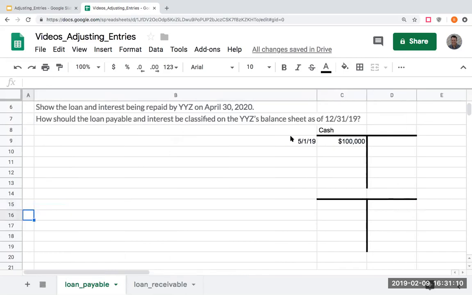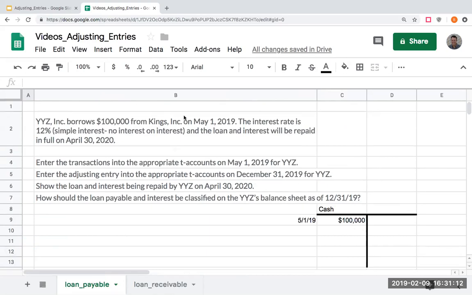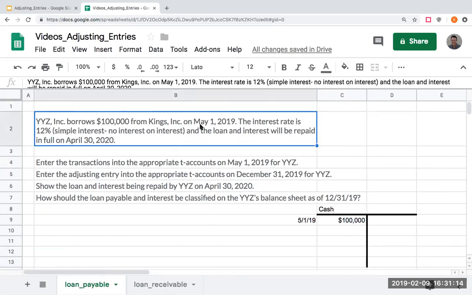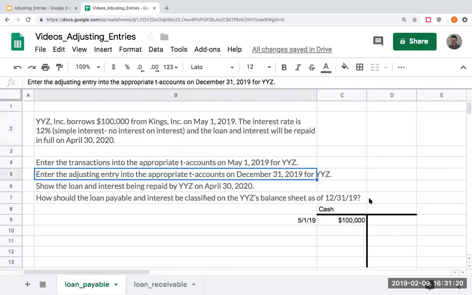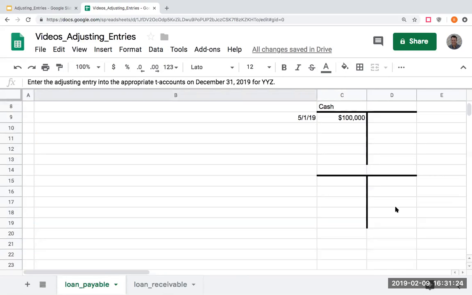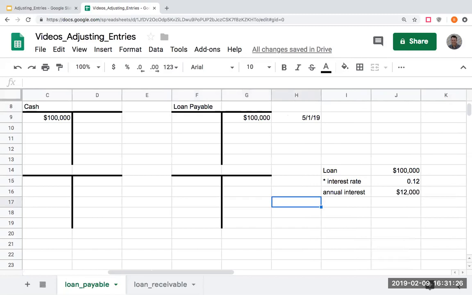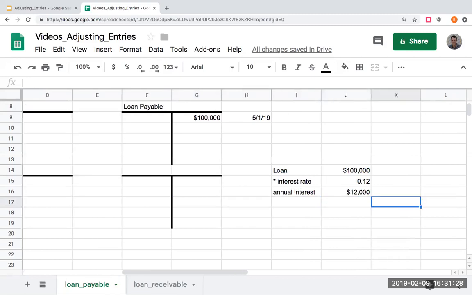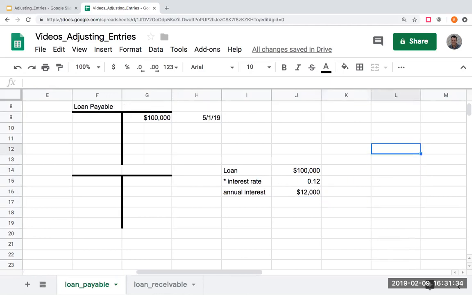Now, can I use $12,000? Let's see. My problem is I borrowed the money on May 1st. That is not 12 months. I'm doing the adjusting entry as of December 31st. So in order to do this properly, I need to figure out, okay, this is $12,000 for the year. How many months did I borrow the money for? Now, you want to count this out on your fingers, and if you think I'm kidding, I'm not.